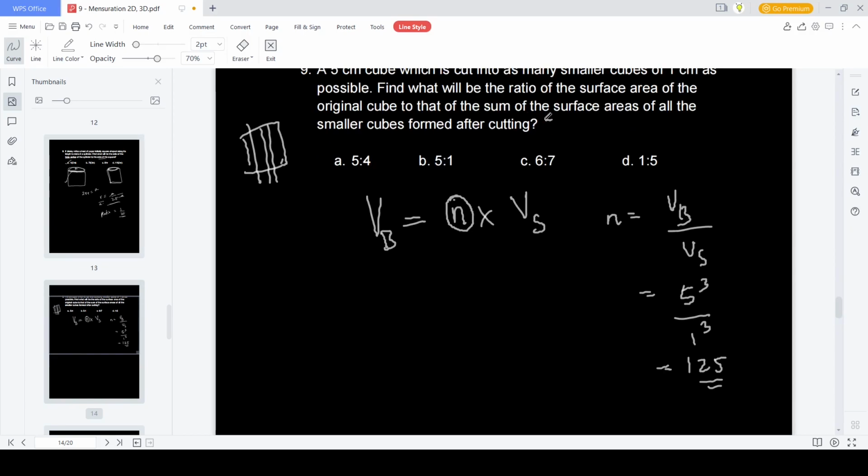Now let's see the ratio of the surface area of the original cube. The surface area of a cube is 6 into a square. So the original surface area is 6 into 5 square. That is 25 into 6, which is 150. So this is 150 centimeter square.